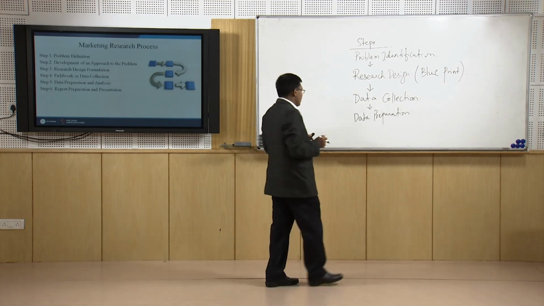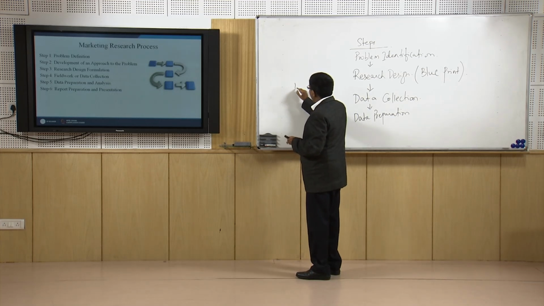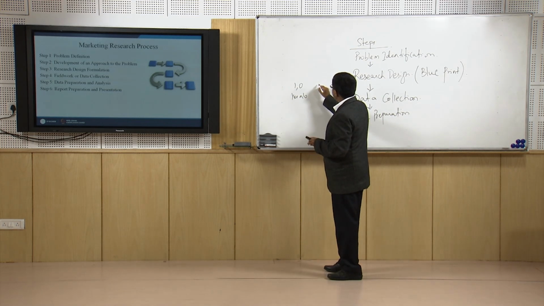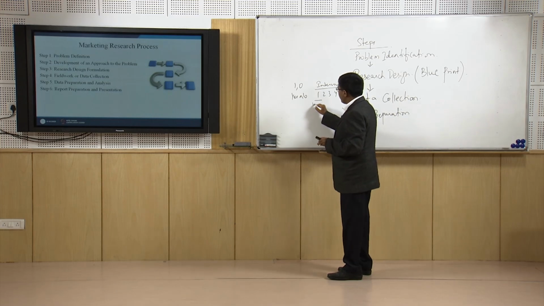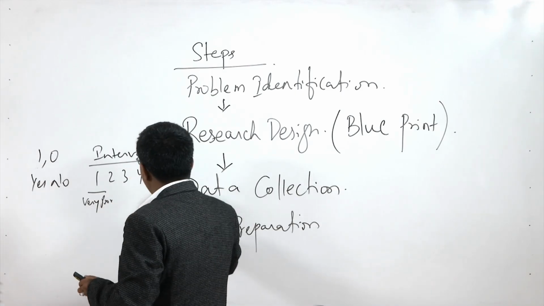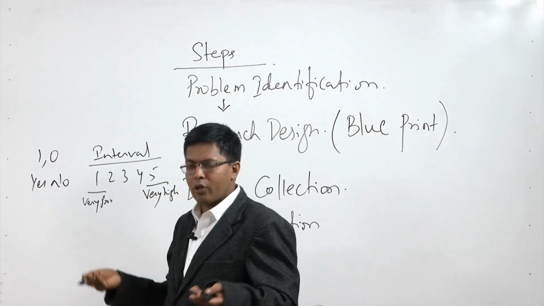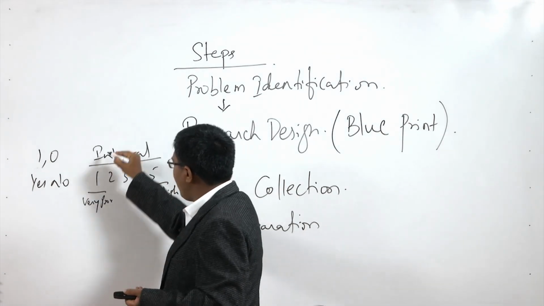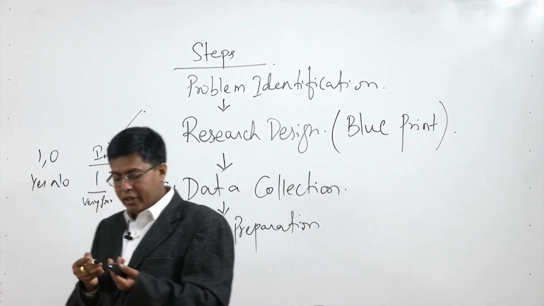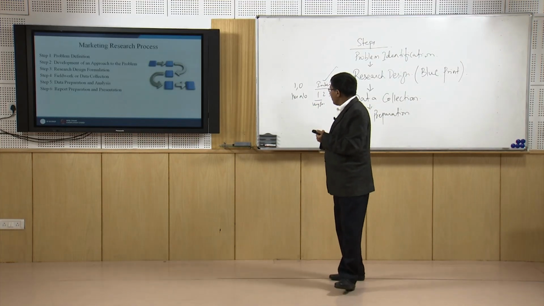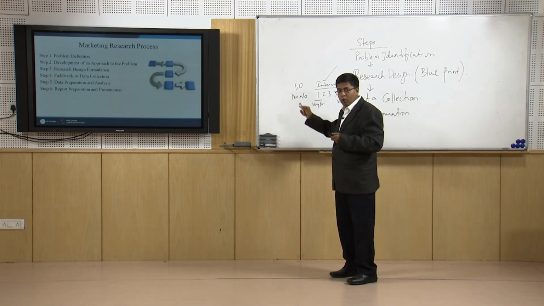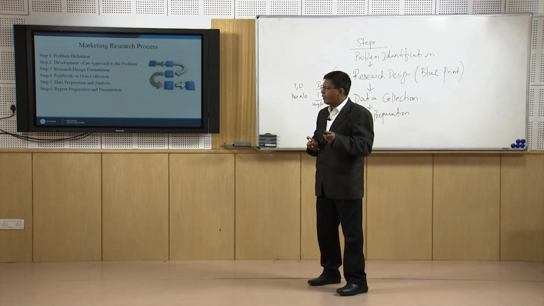As I said, if data is in the form of 1 0, yes no, and other data is in the form of an interval, for example 1 2 3 4 5, with 1 meaning very poor and 5 meaning very high or very strong, then obviously this data has a larger explanation power than the one in the dichotomous form, yes no or something. We will go slowly into these things.